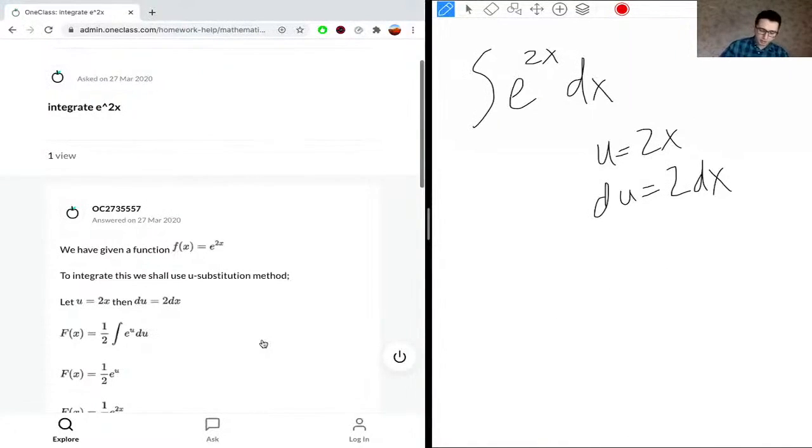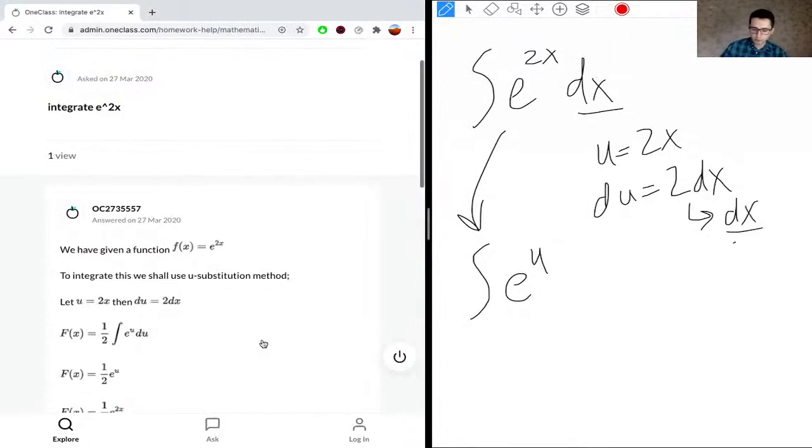So if we substitute in the values, we'll write this down here. So the integral of e to the u, and we'll put the 2 in the front. If we substitute for dx over here, we have to rearrange this. This means dx, sorry, not over 2, is equal to du over 2. So du over 2.